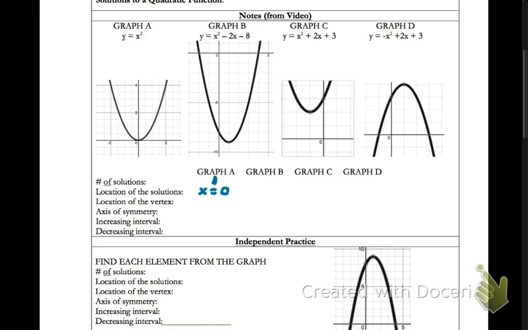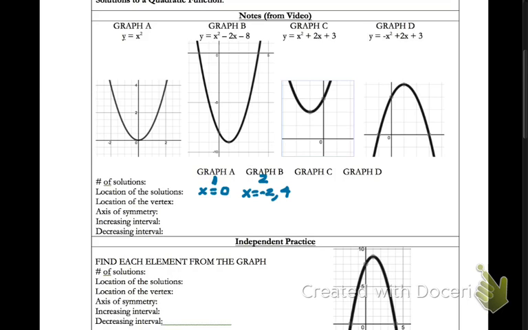Now, we're going to move on to graph B and do the same thing. The number of solutions. Well, you'll notice that the graph crosses the x-axis once and crosses it again. Okay, so it's going to have a total of, you got it, 2 solutions. Now, the places where the graph crosses, it looks like x equals -2. And it also looks like at an x value of 4.